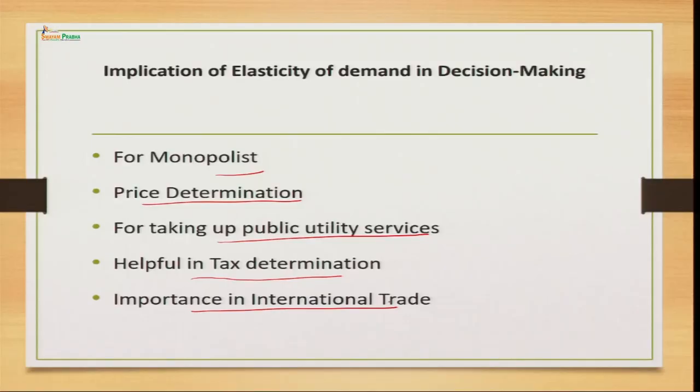And lastly, we also have the importance in international trade. Whenever we are exporting and importing certain items, we can keep this consideration of price elasticity for bargaining purposes. Suppose I am exporting some kind of product which is of inelastic nature, then definitely I can charge higher prices from the purchaser, because my product is of inelastic nature. But if I am exporting any item which is of elastic nature, then definitely I have to compromise on the prices, or I have to reduce the price so that I would be able to make a sale, right.